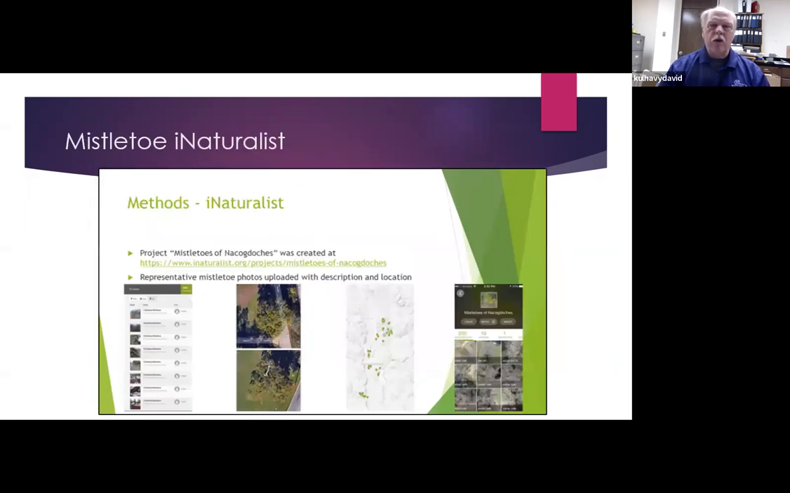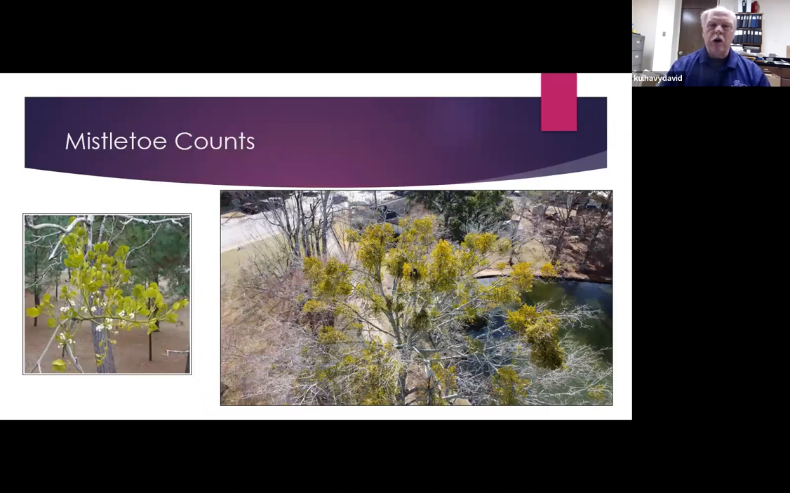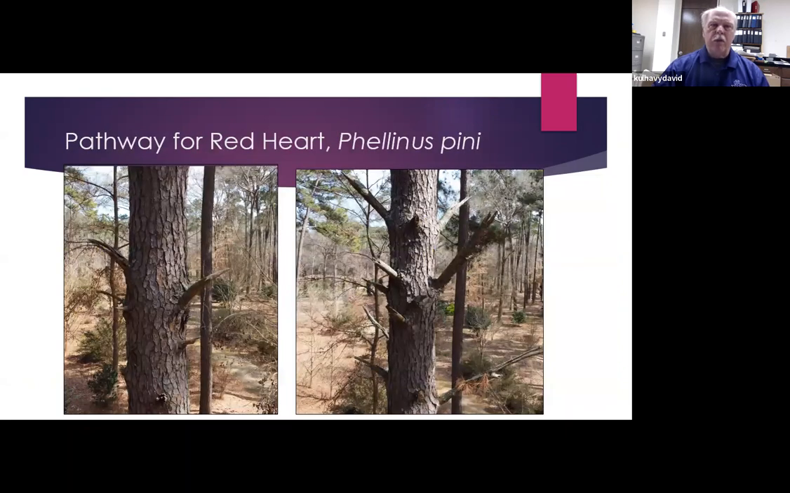Another example that we did was with mistletoe. We uploaded a mistletoe project, so we could see the mistletoe and load that up for folks to see, once again around the world, into iNaturalist. Here's an image that we took with the drone, the Mavic Mini 2, and you can count mistletoe plants. We counted mistletoe plants with the drone and compared them to the ground count, and we found we saw twice as many with the drone as we did with visual.